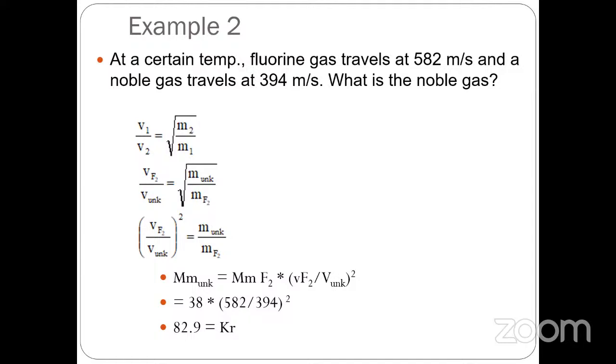If we make the molar mass of the unknown the subject of the formula, it will be the molar mass of fluorine gas multiplied by the velocity of fluorine divided by the velocity of the unknown, all squared. So the molar mass of the unknown gas equals the molar mass of fluorine gas multiplied by the velocity of fluorine gas divided by the velocity of the unknown gas, all squared. I think it was at this stage that the other formula put it again in the square root. It's not supposed to be in the square root.